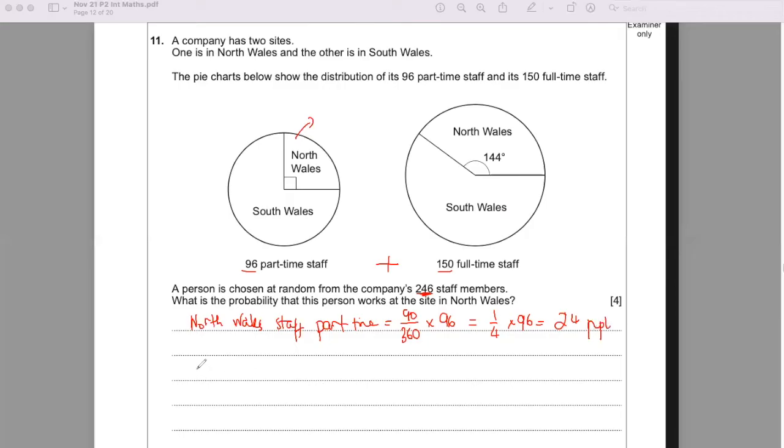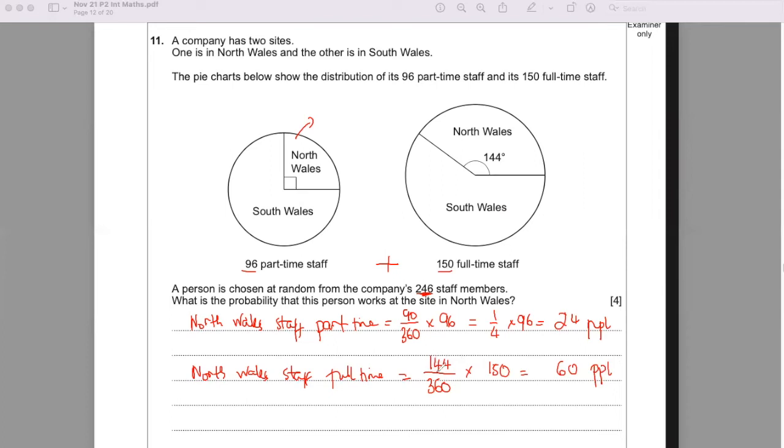Okay, and then you've got the North Wales. Again, we're just looking at North Wales staff, but full time. And that would be, now you have 144 degrees out of 360 degrees, and you just times that with 150. And you put that in your calculator, that should give you 60 people, or staff members.